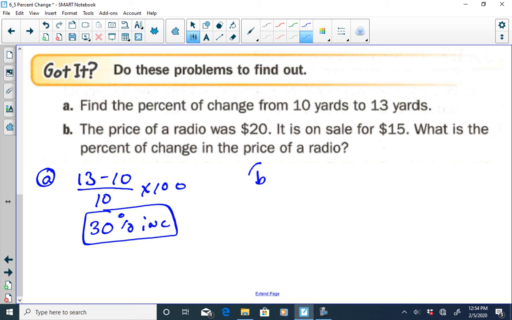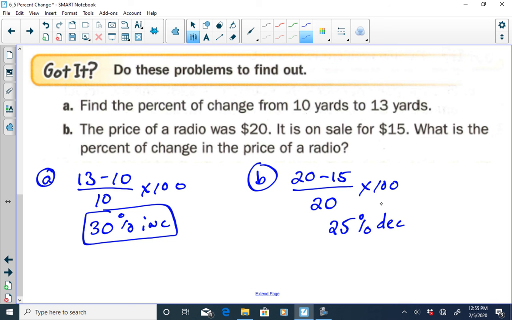Problem B, the difference would be 20 minus 15 divided by the original amount. Well, it was 20, now it's on sale for 15, so the original amount was 20, so we're actually looking for a percent decrease. So we have 5 divided by 20 times 100, that's going to give us a 25%, and that's going to be a decrease. Alrighty.